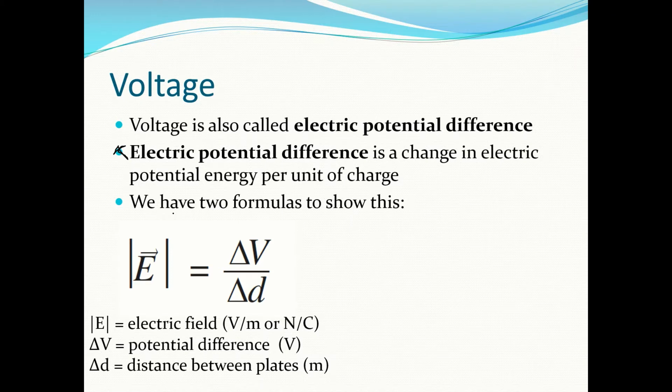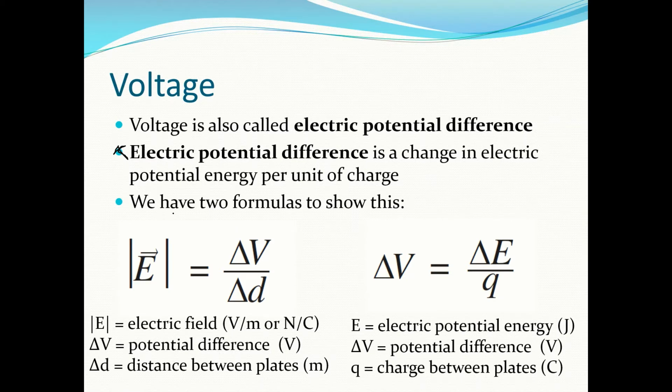We have this formula here, electric field is equal to voltage over distance, and we also have voltage equals energy over charge. Something you need to notice is this is a field, and this is energy, which are different. So I like to call this EPE, electric potential energy. On your formula sheet, this is how it's written, and you have to know which one is which.